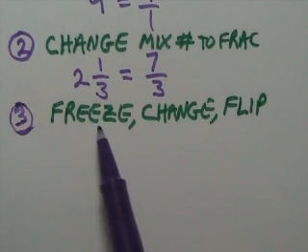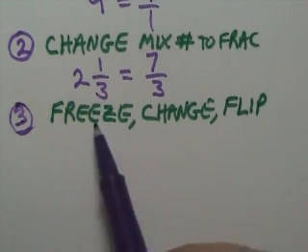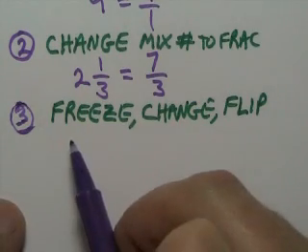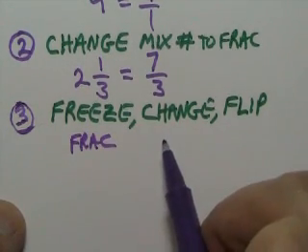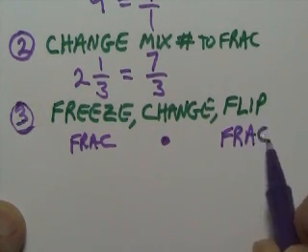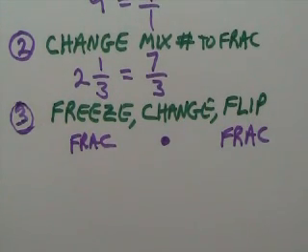Our third step is to freeze, change, and flip. So in other words, you're going to have a fraction, then you're going to change the times, and you're going to flip the other fraction. So freeze, change, flip.